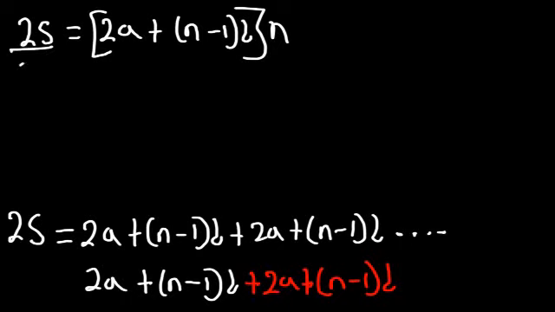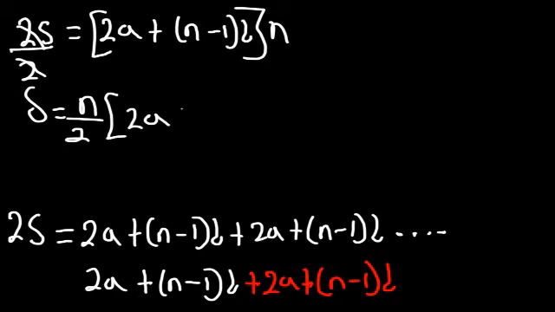So if I divide 2 by 2, I should have s equal to n by 2 in the bracket of 2a plus n minus 1 d. And this is the general formula to calculate the sum of an arithmetic progression.